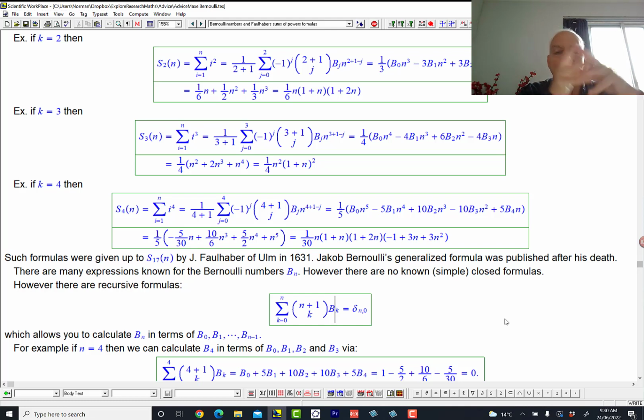At least none that are effective. But there are recursive formulas. And the simplest one is this one here: the sum from k equals 0 to n of (n+1 choose k) B_k equals the Dirac delta function δ_{n0}. So most of the time, this will be 0 unless n is equal to 0. And what this formula allows you to do is to calculate the top B_n in terms of the previous ones.